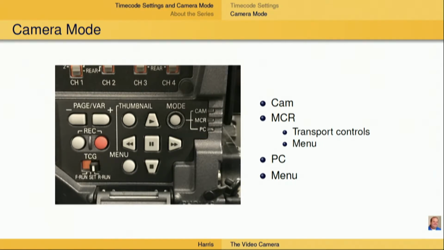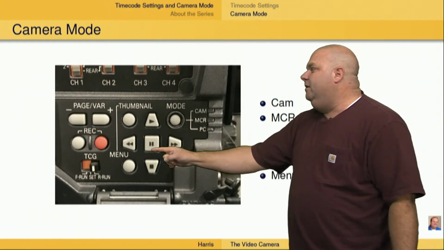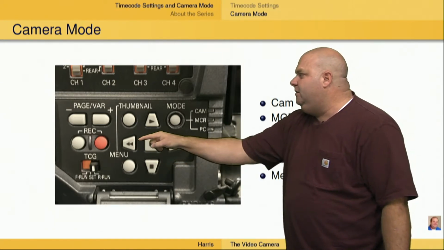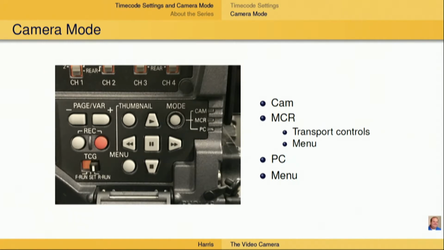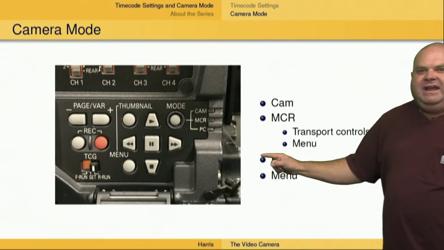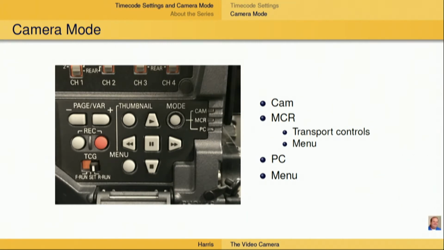In this particular model, it's called MCR. That's going to give us access to the transport controls. We've got the play button, we've got the stop button, we've got the fast forward and rewind buttons here, and a pause button here. Those are the tape transport. I'll call them tape even though it's not using tape. The transport controls are on the MCR menu, which is a playback menu. Or on this camera, we also have that PC setting where you can have the camera set up to act as a drive where information can just be copied over as if it were an external drive.